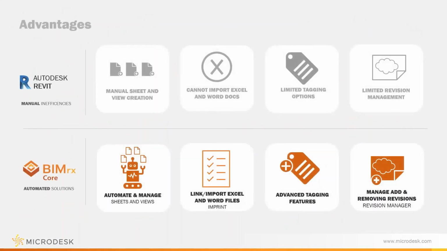Now, enough about Cloud Manager. Let's jump back to BIMrx Core and see how it solves the inefficiencies within out-of-the-box Revit. With BIMrx Core, managing and creating sheets and views is made easy with our Excel-based workflows. And not only can we leverage Excel to create sheets and views, but we can use Excel to quickly manage our model data and integrate Excel files into our documentation set with the extract, update, and imprint features. BIMrx Core's tagging features make documenting our views so fast and easy. And lastly, with the Revision Manager, we can quickly add or remove revisions and create print sets of those revised sheets.